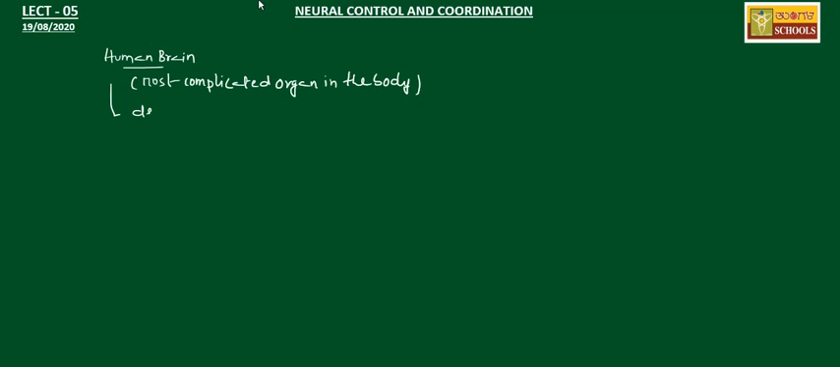Welcome. In this session, I'm going to discuss the human brain. The human brain is the most complicated organ in the body. And the human brain develops from one of the germinal layers called ectoderm. So it develops from ectoderm.